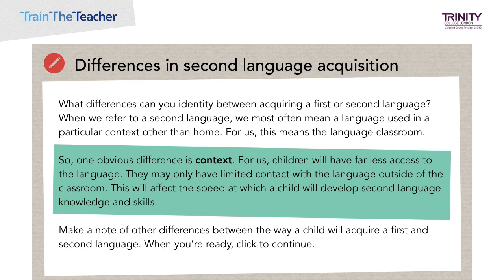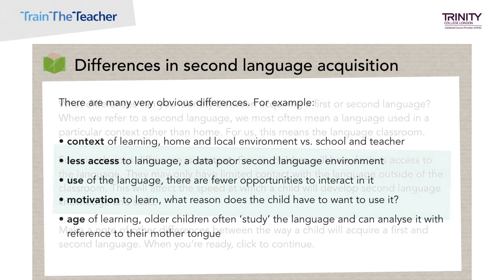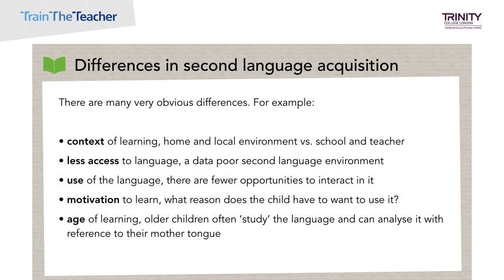They may only have limited contact, and this will affect the speed at which a child will develop their second language knowledge and skills. Make a note of other differences between the way a child will acquire a first and second or third language, and when you're ready, click to continue. Here are some of the most obvious differences. Did you get them all?